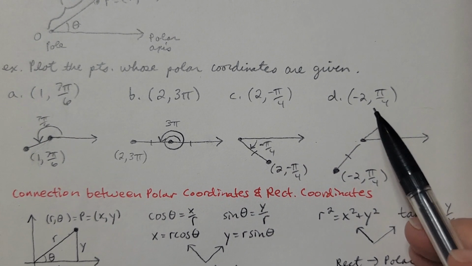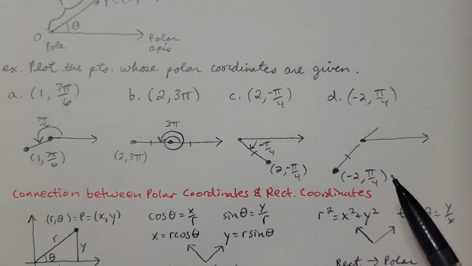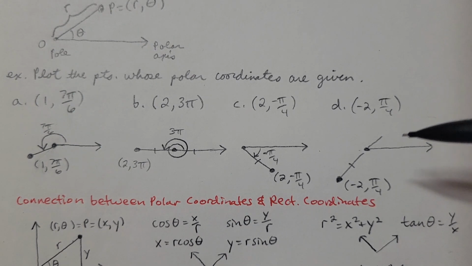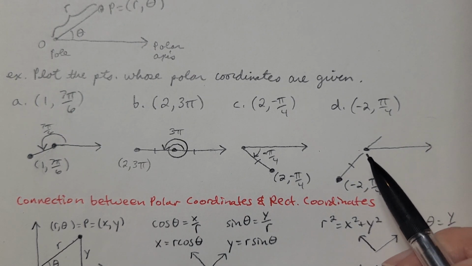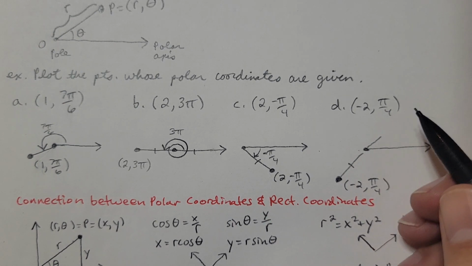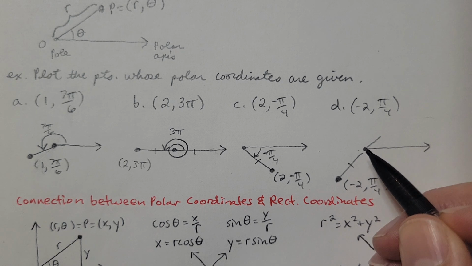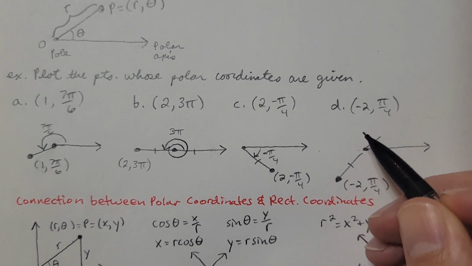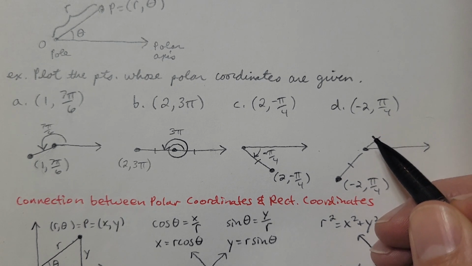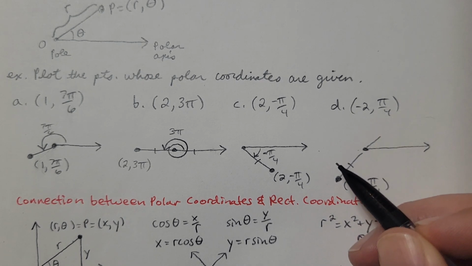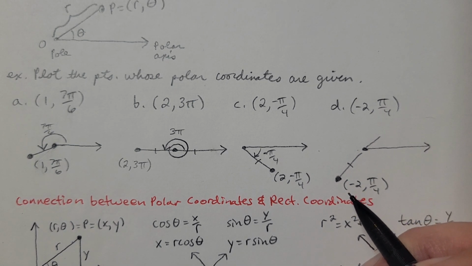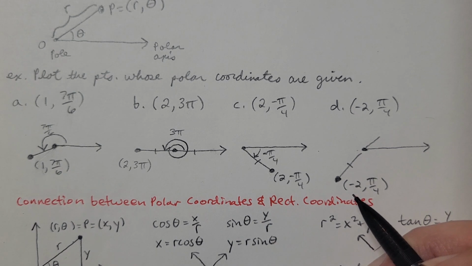Here's another example. What if we had (negative 2, pi over 4)? Well, yes, the radius can be a negative number. Here's the pi over 4 radial line. Negative means I'm going in the opposite direction. So I don't go two units out on the pi over 4 line, which would put me up here in quadrant 1. I'm going 2 units in the opposite direction, which puts me in quadrant 3. So I'd be at the point (negative 2, pi over 4).